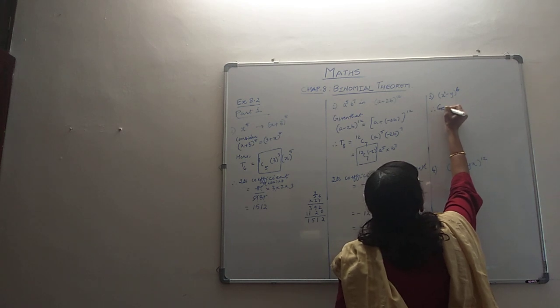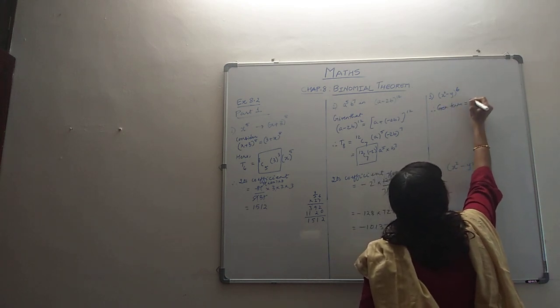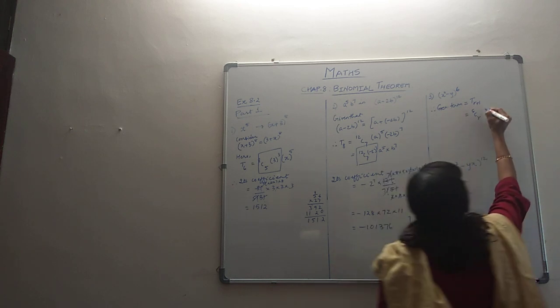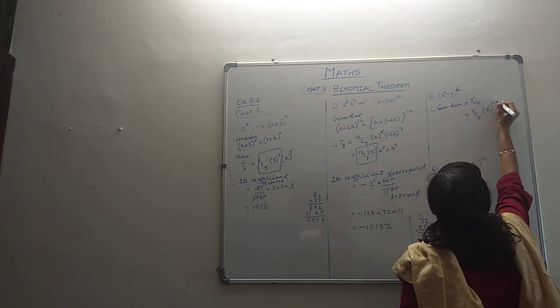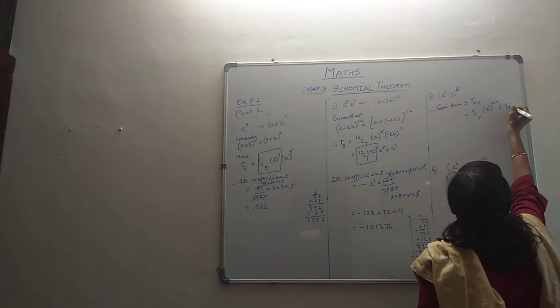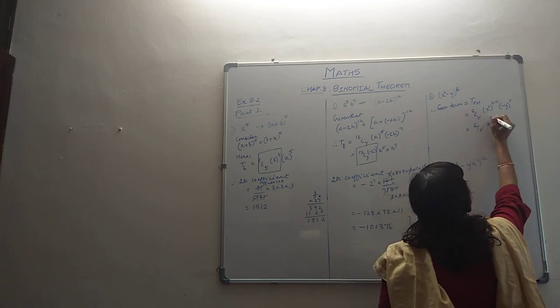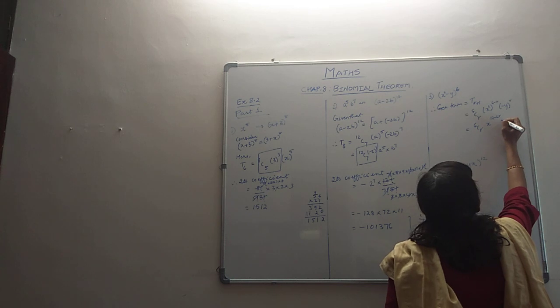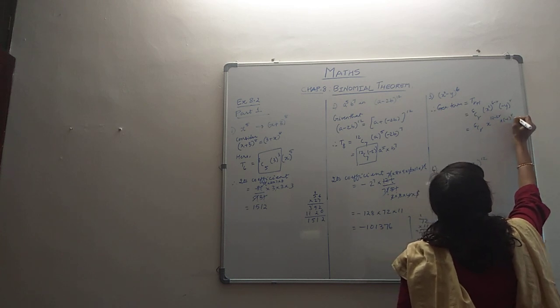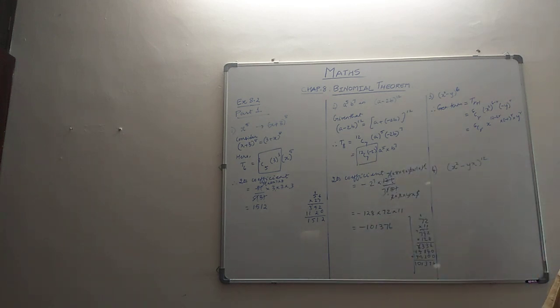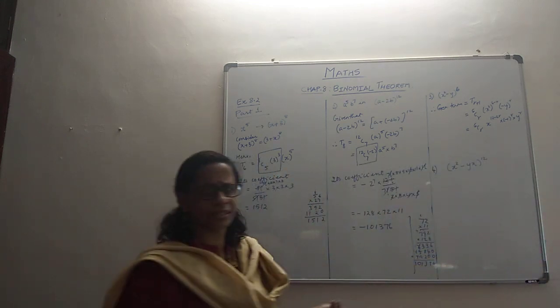Therefore, the general term is T(r+1). How do we get that? It is 6Cr, first term x squared raised to 6 minus r, and minus y raised to r. So you could have it like 6Cr x raised to 12 minus 2r into minus 1 raised to r into y raised to r. That's the only specification that you can do. If you can't be doing much about it, you can leave it like that. Yes, that's a general term.